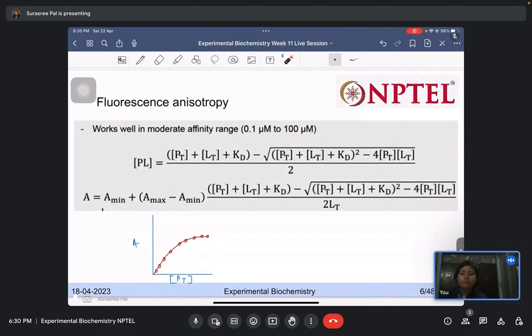So from this graph, again using the same equation, we can calculate the dissociation constant. This fluorescence anisotropy experiment works well in the moderate affinity range, which is an affinity of 0.1 micromolar to 100 micromolar. And here, by putting it into this equation, we can calculate the dissociation constant. And this is the response or the absorbance values that we get, and we use this for normalizing this equation. And from this equation, we can calculate the value of Kd.